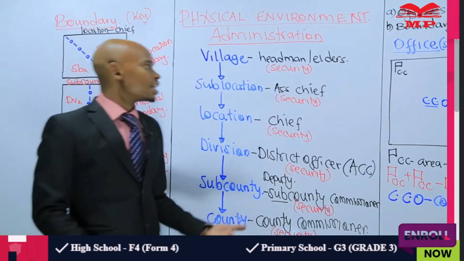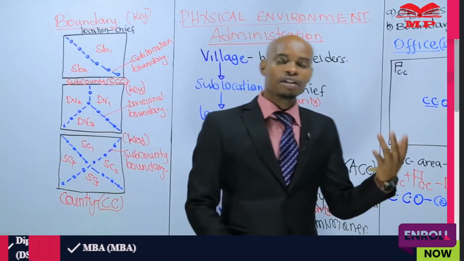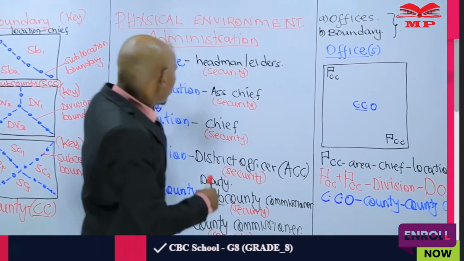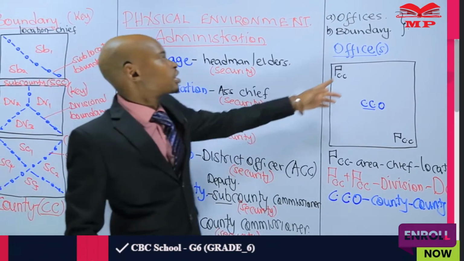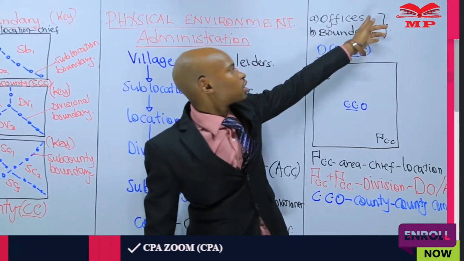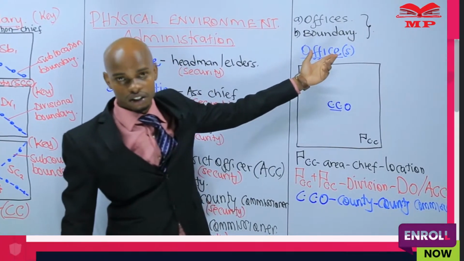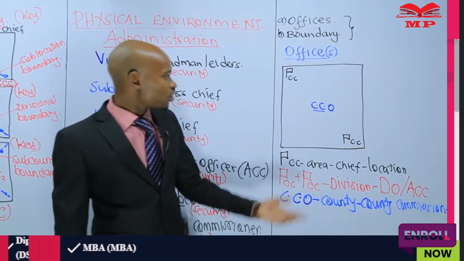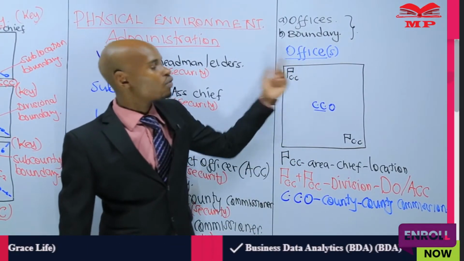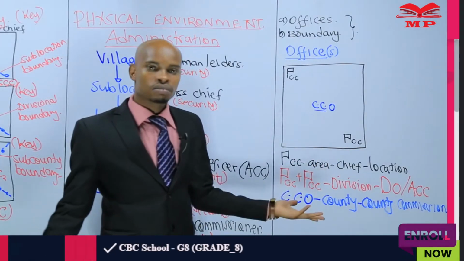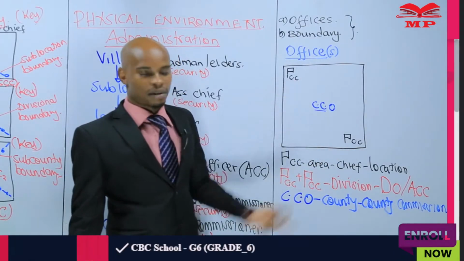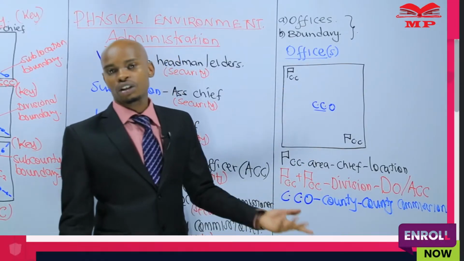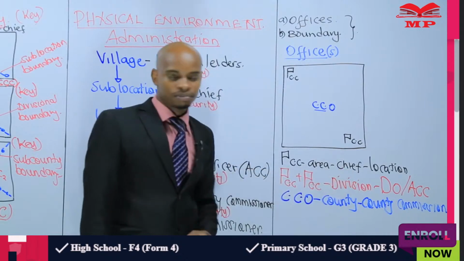And we have said that if you want to know who is an administrator of a certain area, or better still, which area it is, there are 2 clues that you are supposed to use. Number 1, offices, or number 2, boundaries. We have gone through the offices and said, if there is a single office, it is simple. If it is a chief's camp and it is only one of them, then the area is a location and the administrator is a chief.